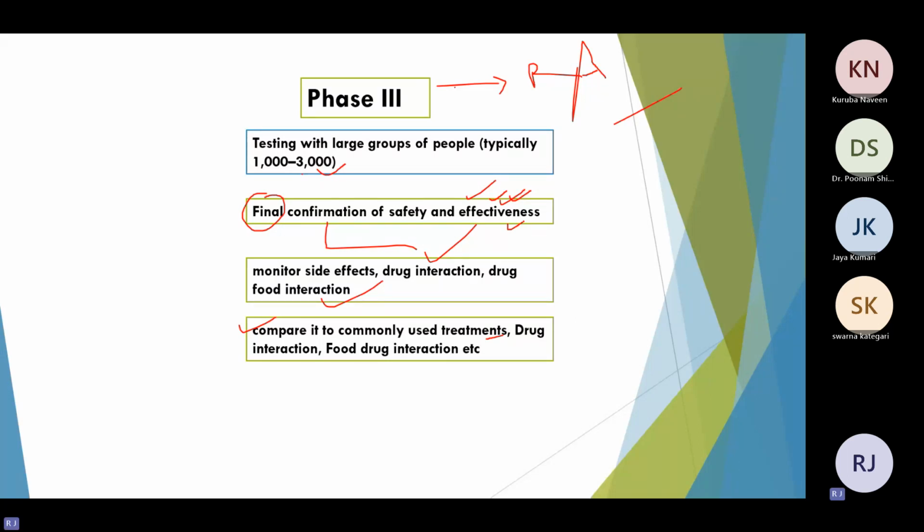So in nutshell, in phase 1, we determine the maximum tolerated dose a person can take. We determine the safety and PK. In phase 2, we determine safety and efficacy. In phase 3, we determine safety and effectiveness and other things. Okay, then data is submitted to the regulatory authority for approval purpose. Okay, based on the data, the regulatory authority will determine the risk and benefit ratio and will approve or not approve any drug molecule. Okay.